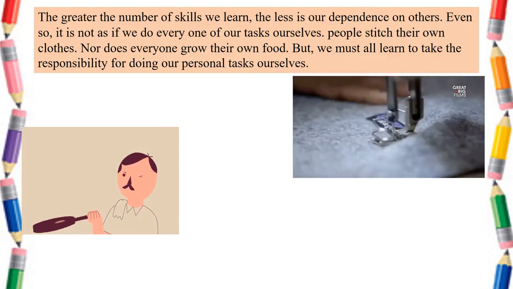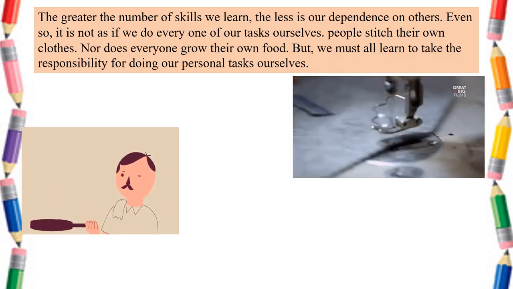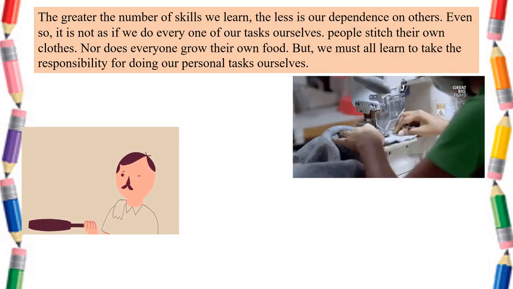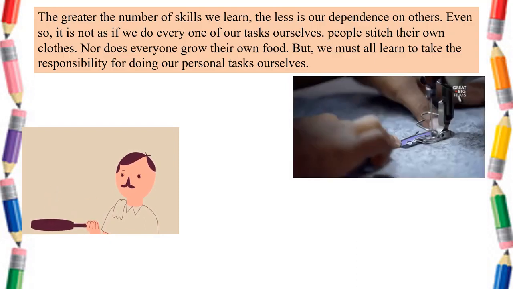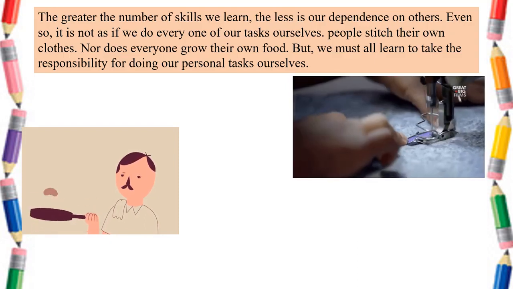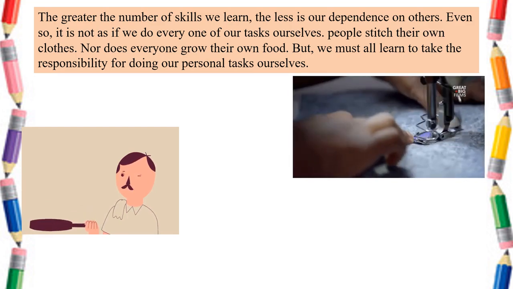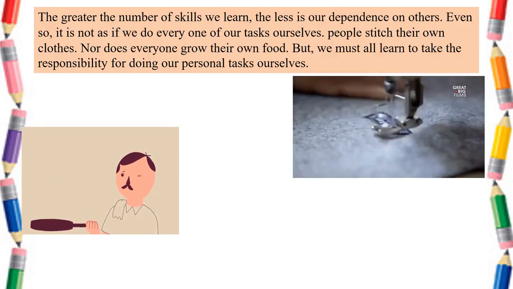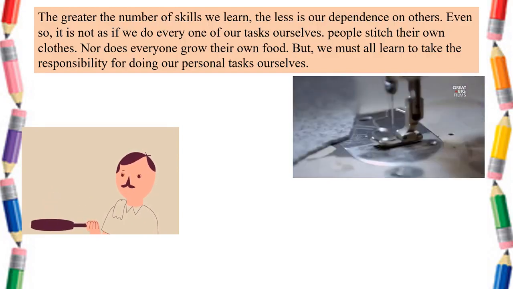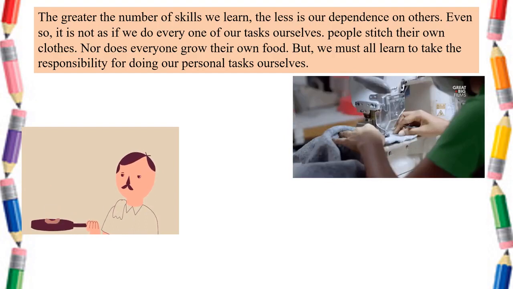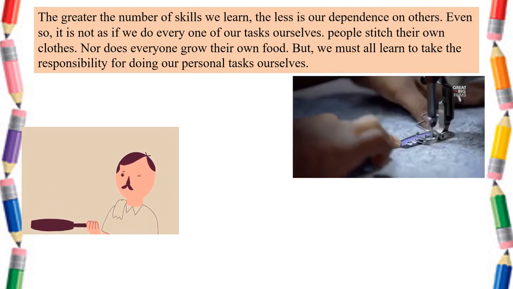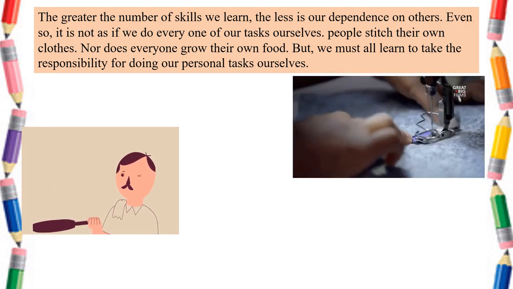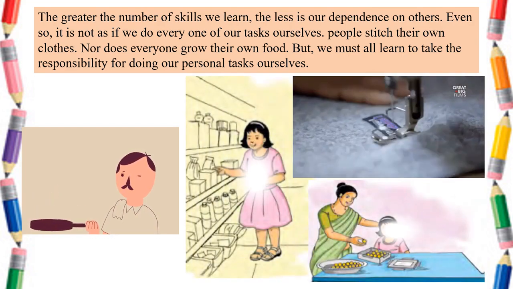We have learned in our previous class that we learn a number of skills throughout our life. So the greater the number of skills that you learn, the less is our dependence on others. जितने ज़्यादा हम लोग skills learn करते हैं उतना कम हम लोग दूसरों पे depend करते हैं. Even so, it is not as if we do every one of our tasks ourselves. People do not stitch their own clothes, nor does everyone grow their own food. But we must learn to take the responsibility of doing a personal task ourselves.